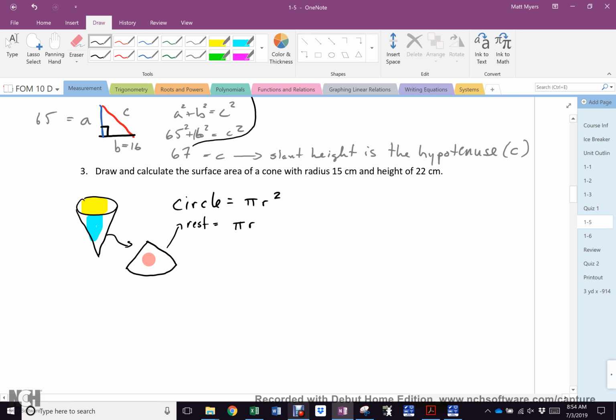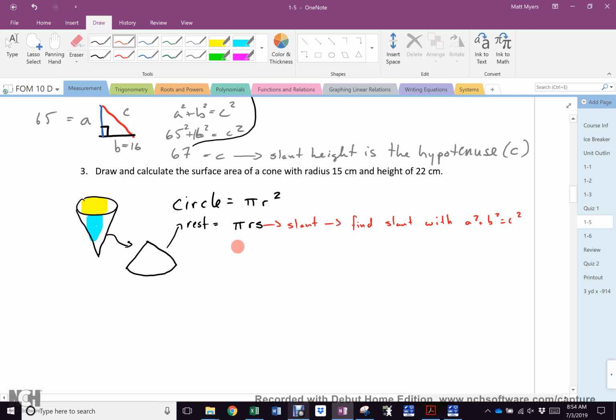But this isn't a full circle, is it? So it's not r times r, it's r times s. We've already seen s. What is s? It's the slant. And what did we use to find slant? You find slant with a squared plus b squared equals c squared.